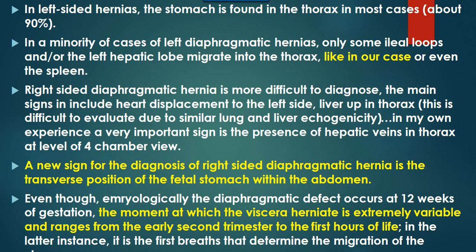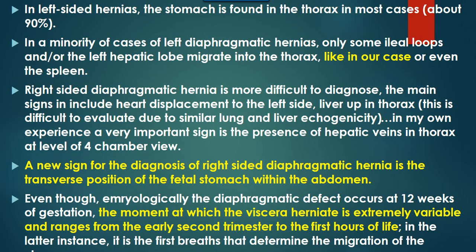A new sign for the diagnosis of right-sided diaphragmatic hernia is the transverse position of the fetal stomach within the abdomen. Even though embryologically the diaphragmatic defect occurs at 12 weeks of gestation, the moment at which the viscera herniate is extremely variable and ranges from early second trimester to the first hours of life. In the latter instance, it is the first breaths that determine the migration of the viscera.